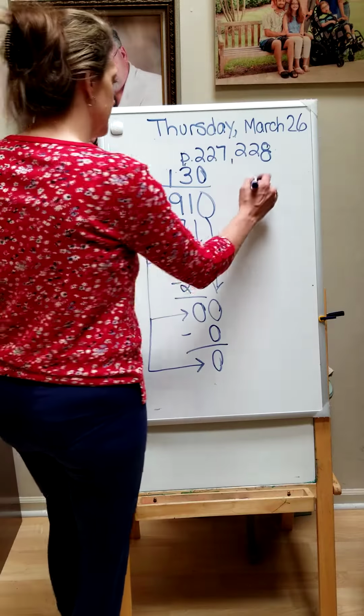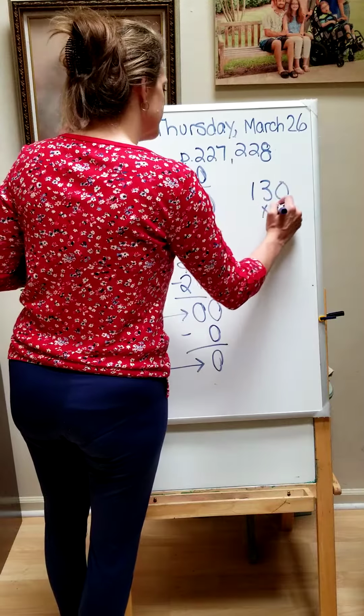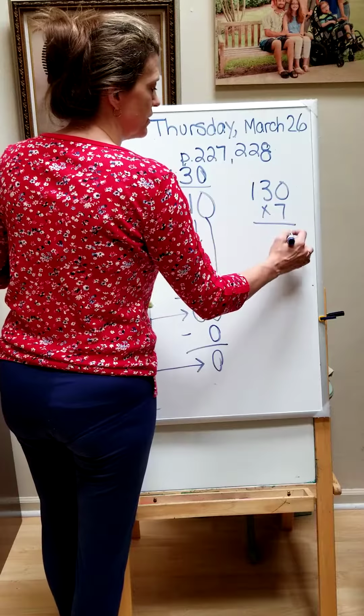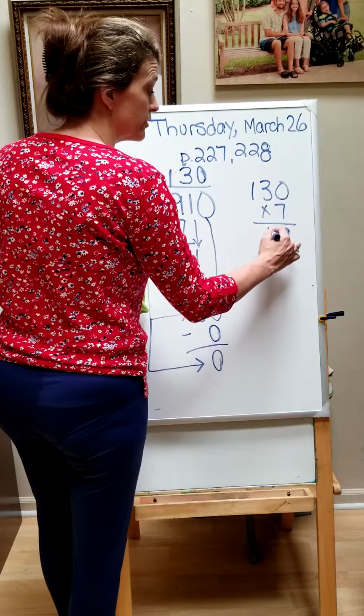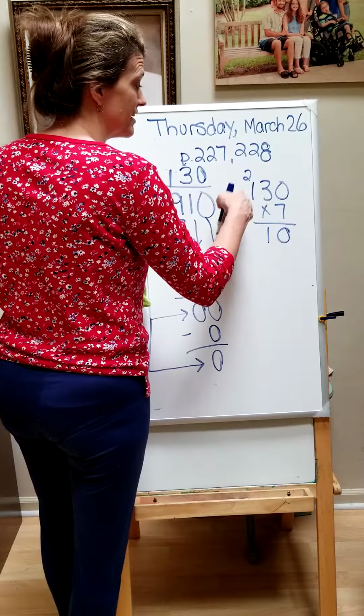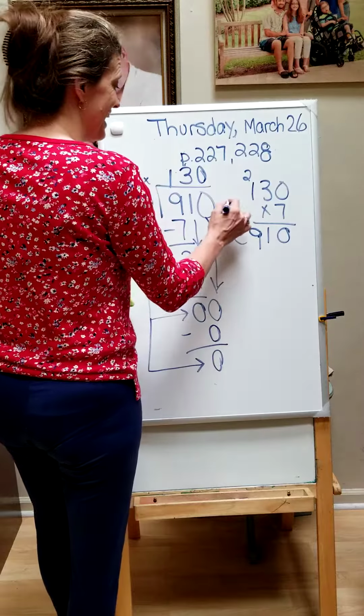Let's check it quickly. 130 times 7. 7 times 0, 0. 7 times 3, 21. Put a 1, carry your 2. 7 times 1 is 7, plus 2 is 9. And voila.